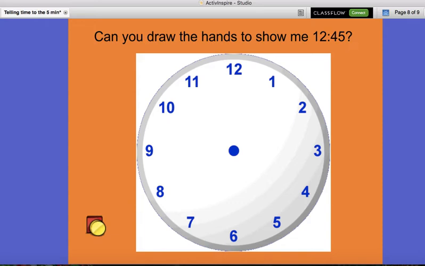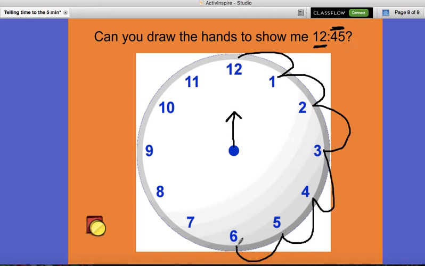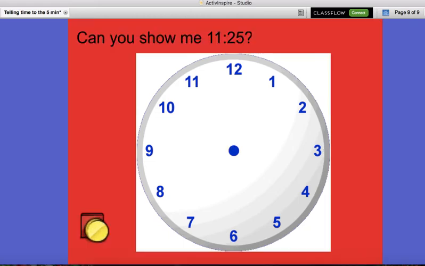Now this one, we're going to draw our hands on the clock. So remember, our first number is our hour, and our last number is our minutes. So our small hand is going to go to 12. Then I need to skip count till I get to 45. 5, 10, 15, 20, 25, 30, 35, 40, 45. And this is how I show 12:45.